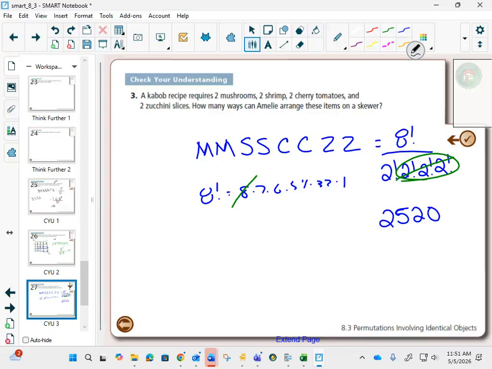So she could invite, if everybody only gets 1 kebab, she could invite 2,520 people and not have any fights. If everybody's gonna have 2 kebabs, it's already down to, cut that in half, 1,260. Depends how many kebabs people eat.